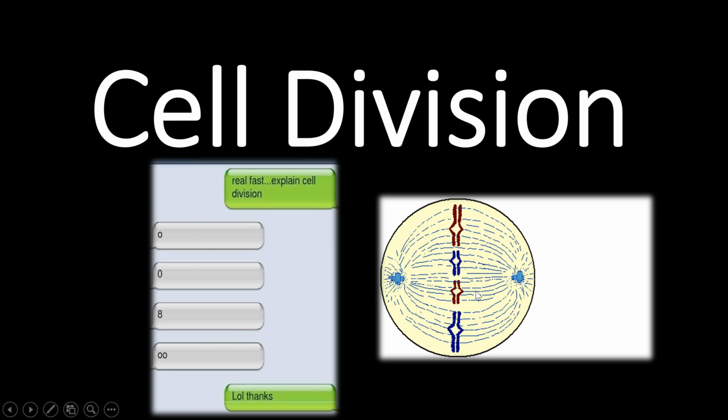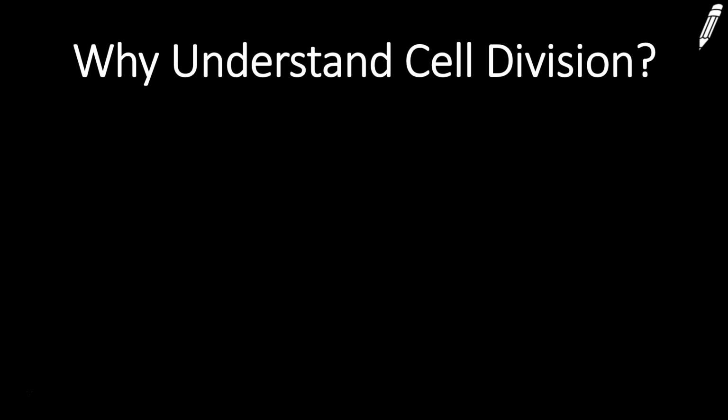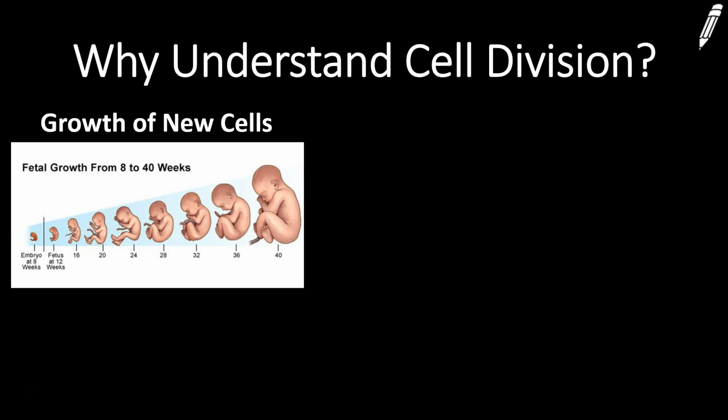Okay, so first of all, why do we have to know cell division? Why do scientists research it? Why do we learn it in school? Well, there's three big important reasons why we study cell division. The first one is the growth of new cells. At the point of your existence and my existence, we started off as a single cell, and that cell grows and divides into 2, into 4, so on and so forth, until we consist of trillions and trillions of cells.